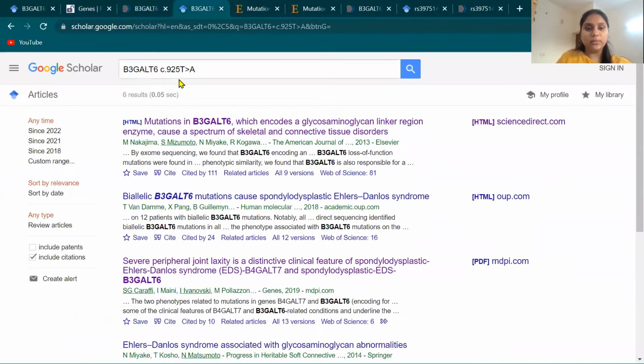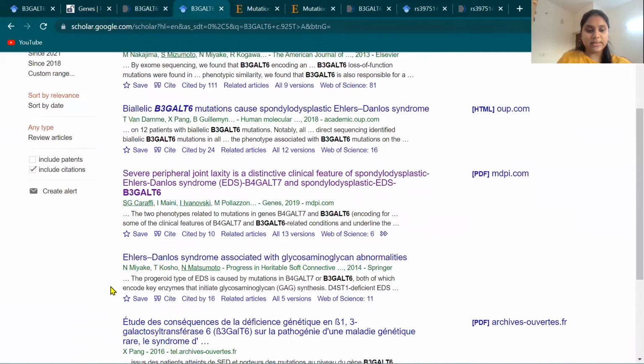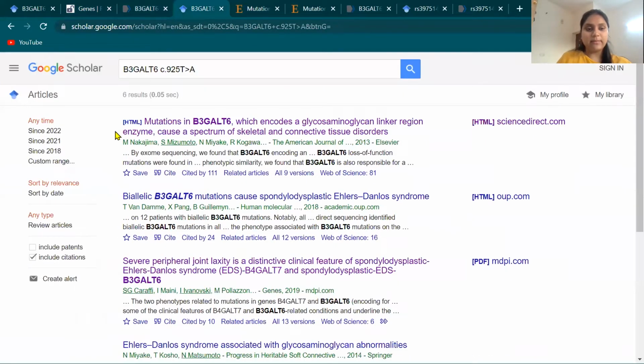When we do this on Google Scholar, we get 6 results. These are the 6 results that we get. From this, I will pick up the first study as an example. However, we still will have to search all the literature for specific papers.